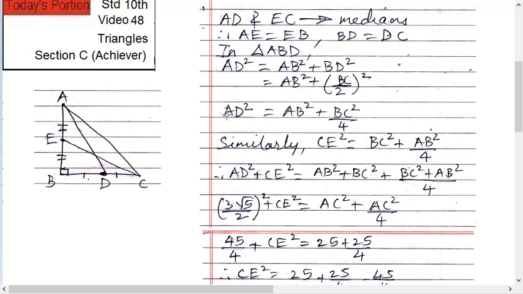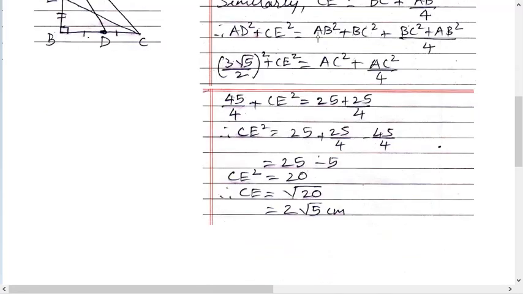Therefore AD square plus CE square equals AB square plus BC square on the right-hand side, plus BC square plus AB square upon 4. But what is AB square plus BC square? That is AC square. And what is BC square plus AB square? Again AC square, so AC square upon 4. And on the left-hand side, AD square is what? AD is 3 root 5 upon 2, that is given. So just solve this now.